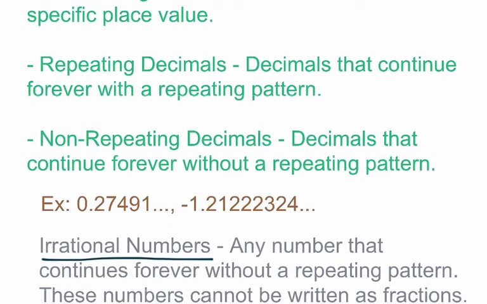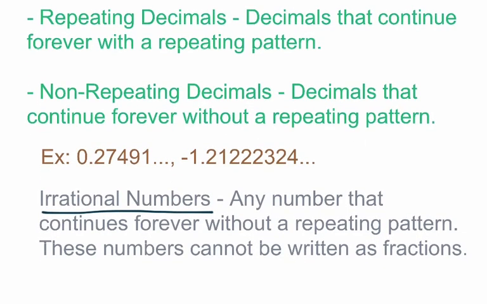Now these non-repeating decimals are going to be known as irrational numbers. And an irrational number is any number that continues forever without a repeating pattern. And the important distinction between rational numbers and irrational numbers is that with irrational numbers, we cannot write those numbers as a fraction. That's the big distinction between rational numbers and irrational numbers. Again, irrational numbers cannot be written as a fraction.